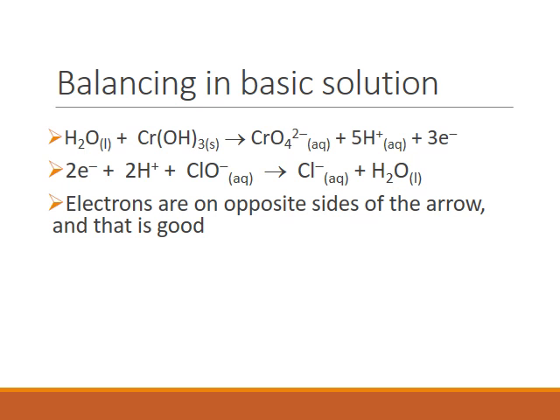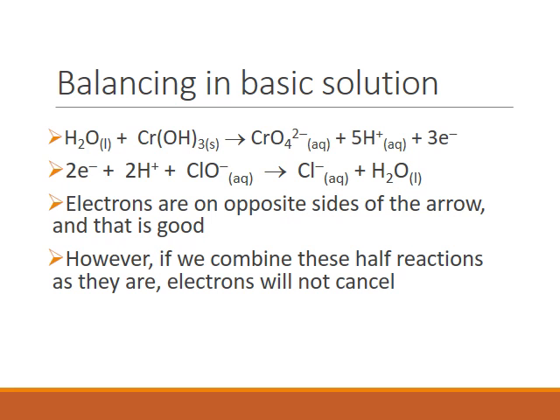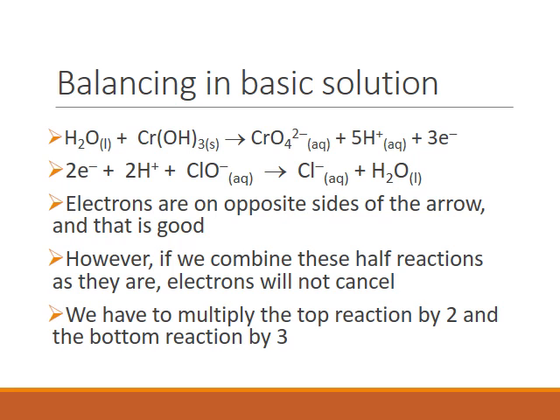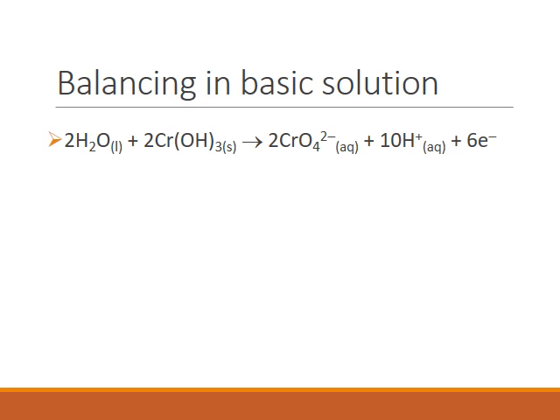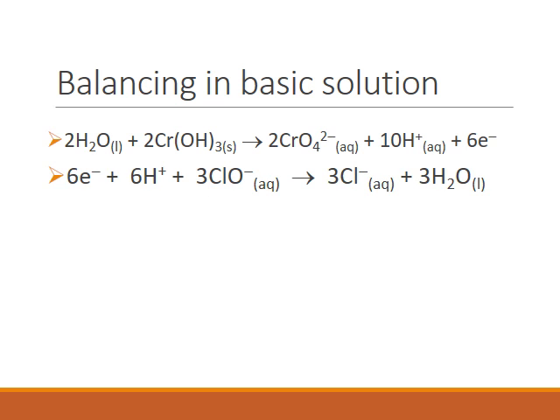We've got electrons on the opposite side of the arrows, which is good, but we can't combine them just yet because the electrons will not cancel. We have to have the same number of electrons on both sides. We've got to multiply the top reaction by 2 to give us 6 electrons. We need to multiply the bottom reaction, this is going to be the whole thing, all reactants and products, by 3 to give us 6 electrons on the left hand side. That will allow our electrons to cancel. There's our top reaction multiplied by 2. Our bottom reaction multiplied by 3.